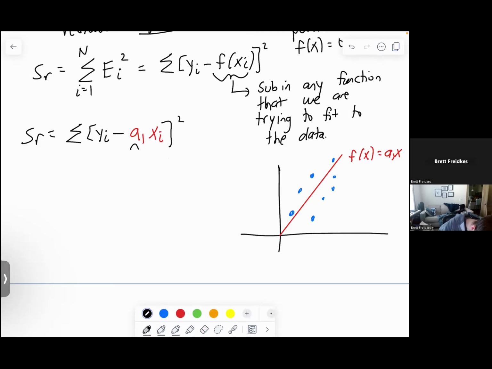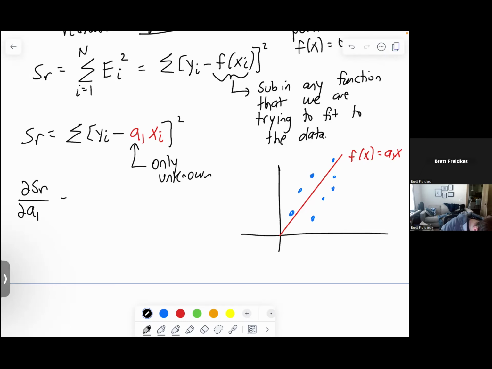So our only unknown is a1, because we need to find the slope of the line that best gives us this fit. So what we'll do, ultimately, to find the value of a1 that yields the minimum sum of the residuals, is take the partial derivative of this function with respect to that unknown variable.